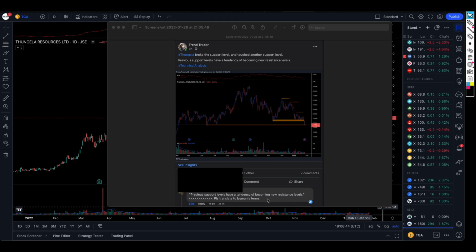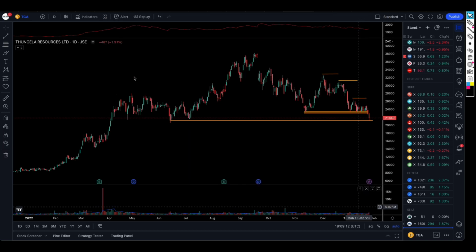What does this mean, at least in layman's terms? We've already answered the question to the person that posted the question. But now I would like to share that with you in case you are also wondering what it means that a previous resistance can turn into a support level, or a previous support level can turn into a resistance level. Again, we are going to use the chart of Thungela. I know some of you are Thungela shareholders.